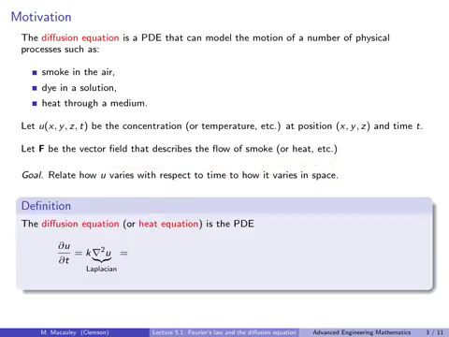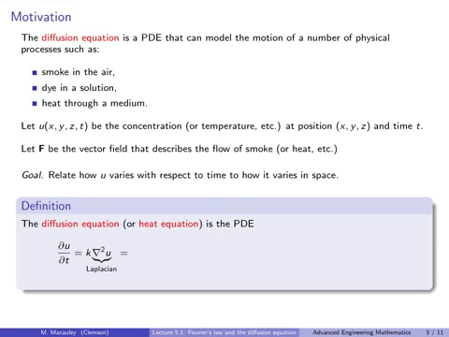I'm going to give you the definition right away, and then I'm going to spend much of the first part of this lecture justifying where it comes from. So think of this as a physical law, sort of like Newton's law of cooling. The diffusion equation, or the heat equation, is the following PDE. So it's du dt is k times the Laplacian of u.